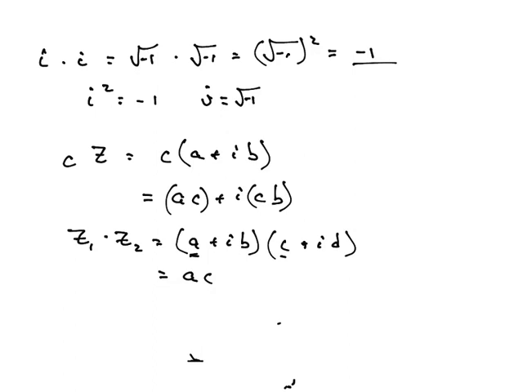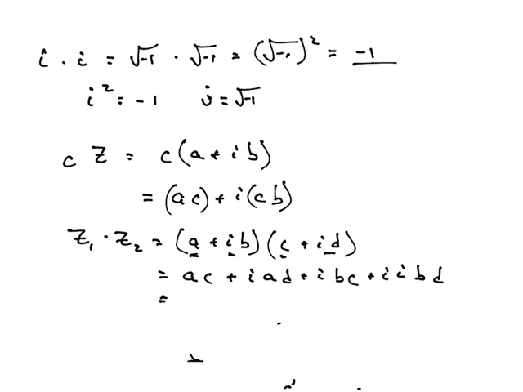Then you have the first term times the second term. So that's plus I times A times D. Then you have the second term times the first term. So you get I times B times C. And then lastly, the second term times the second term, which is I times B times D.